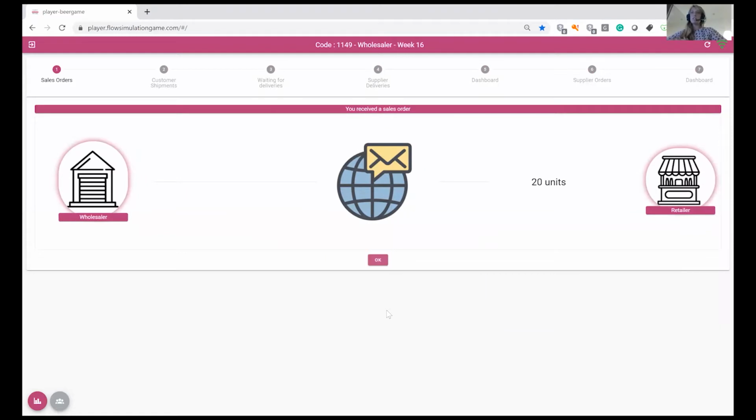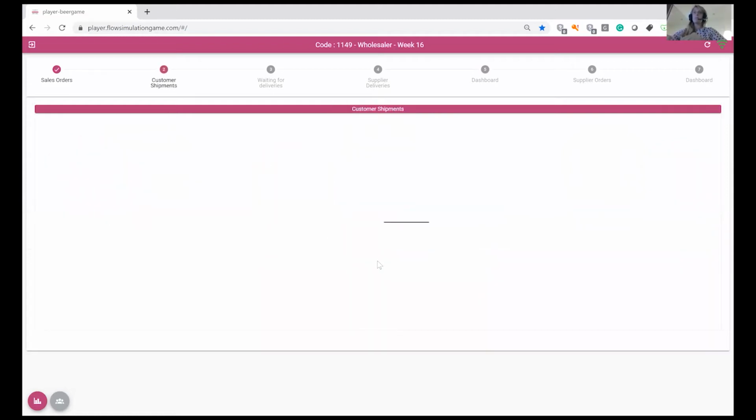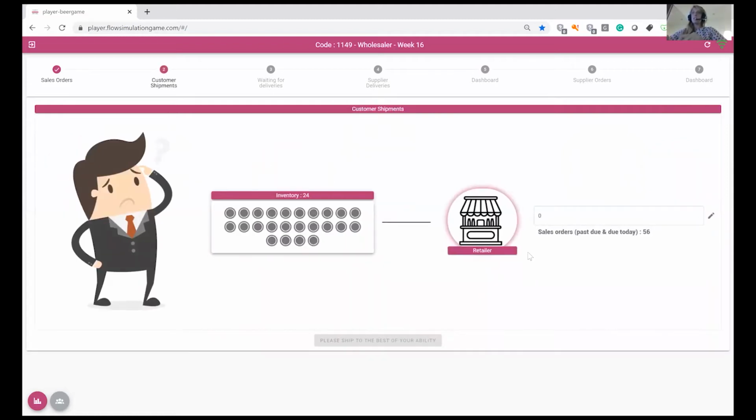I'm going to first receive my customer orders. Today my customer is asking me for 20 units. And then I have a backlog. As you can see here, my back order is 56 units and I just have 24 pieces in inventory. So I'm able to send just 24 units to my customer. That's so bad. My customer is not going to be happy.